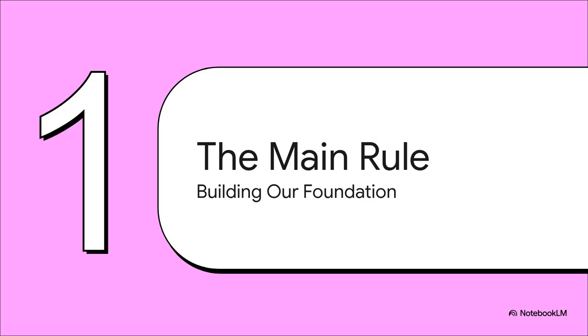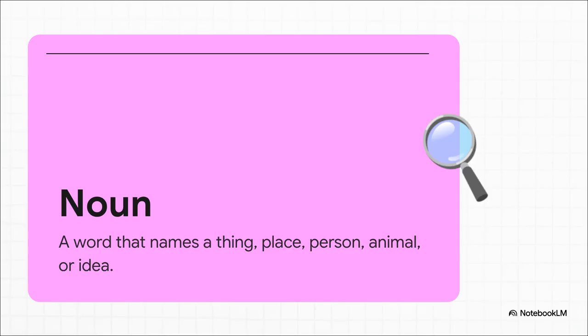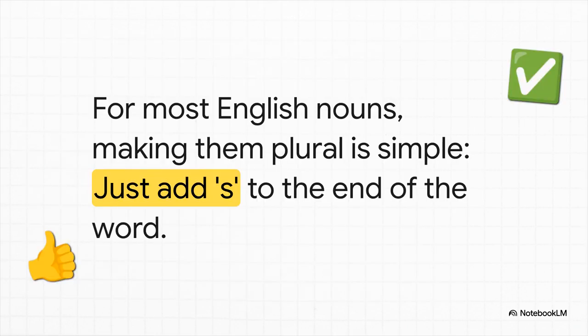Okay, first up, the main rule. Before we can get to all the weird and wonderful exceptions, we've got to build our foundation. This is the single most important rule that, honestly, covers most of the nouns you'll ever use. And real quick, just so we're all on the same page, what is a noun? It's simple. It's just a naming word. A word for a thing, a person, a place, anything really. It could be something you can touch, like a cat, or something you can't, like an idea such as love. Got it? Good.